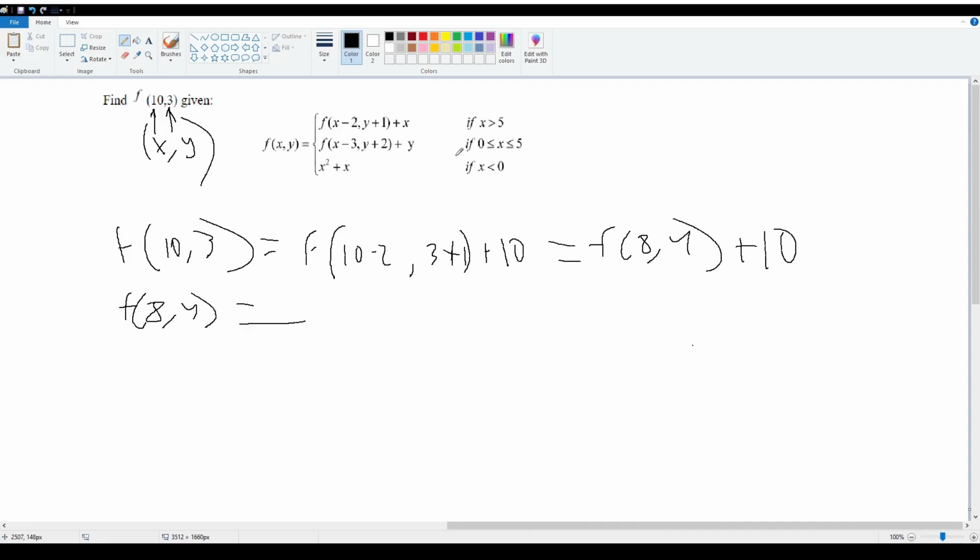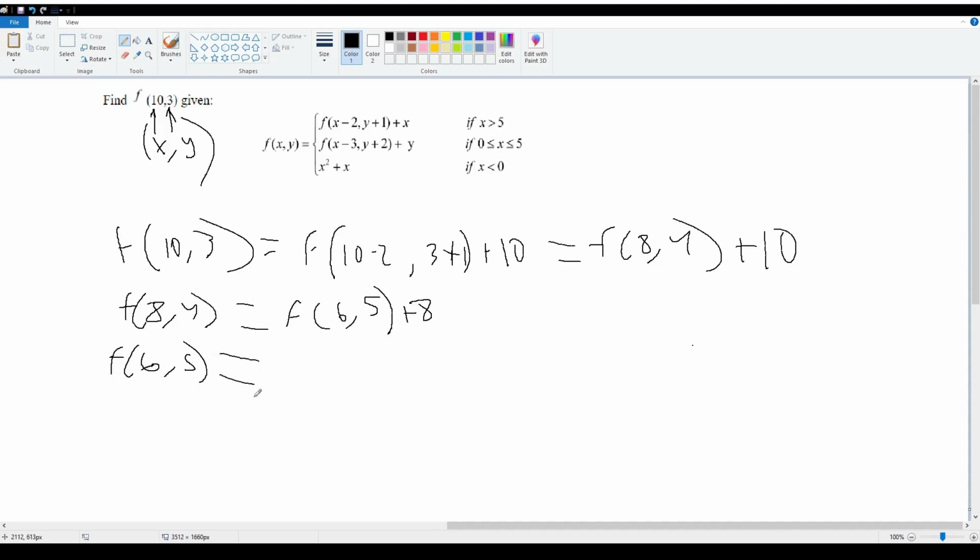If x is greater than 5, we do the first one again. I'm just going to do this in my head to make it faster. Then f of 6, comma 5. All I did there was plug in 8: 8 minus 2 is 6, 4 plus 1 is 5, and then plus x, which is 8. F of 6, comma 5.